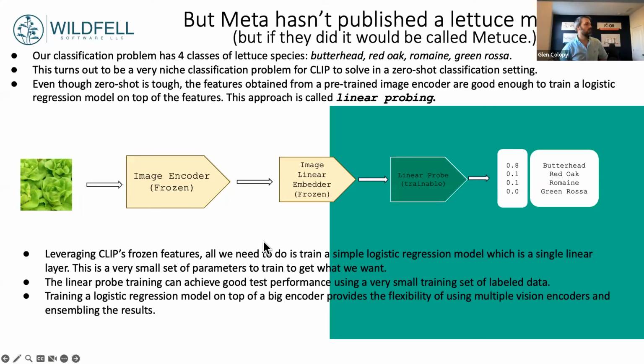Another problem is that Meta hasn't published a lettuce-specific example. They haven't given us the lettuce computer vision model yet. But the idea is, we could also be using pre-trained models. I think these are one of the coolest things that we have in AI to date for getting a lot of benefit out of work that's already been done.